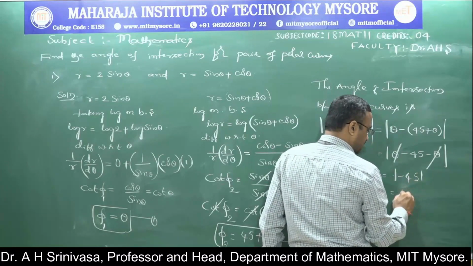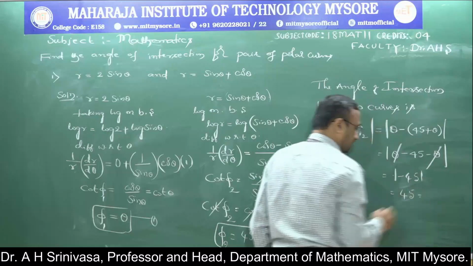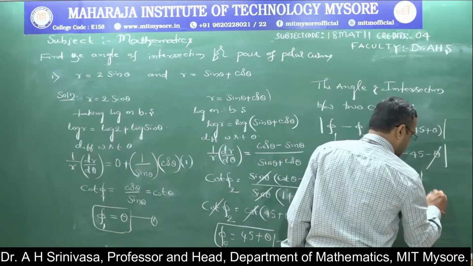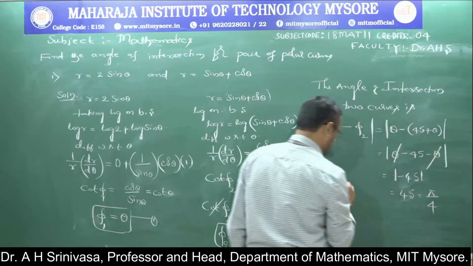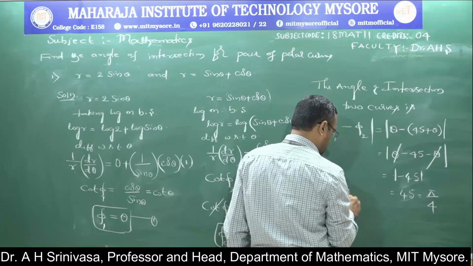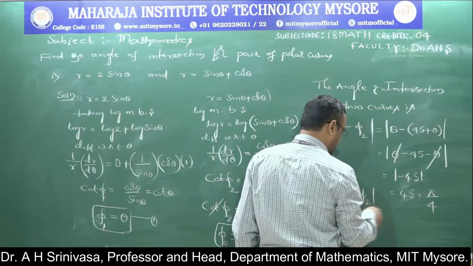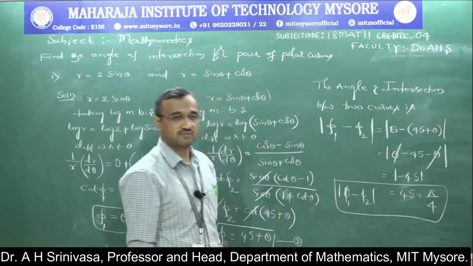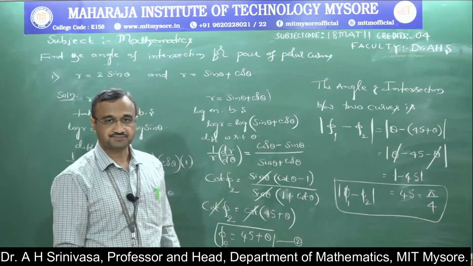It's an absolute value I have taken. This becomes plus 45. So in terms of radian, we can write it as pi by 4. That means the angle of intersection between two curves, that is a pair of polar curves, this is the required answer obtained for this problem.